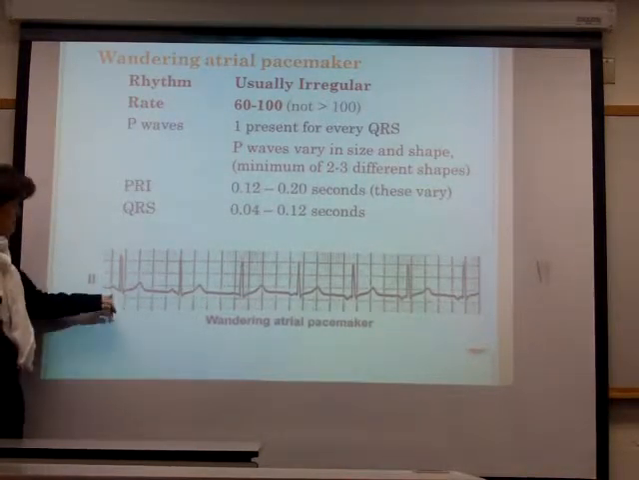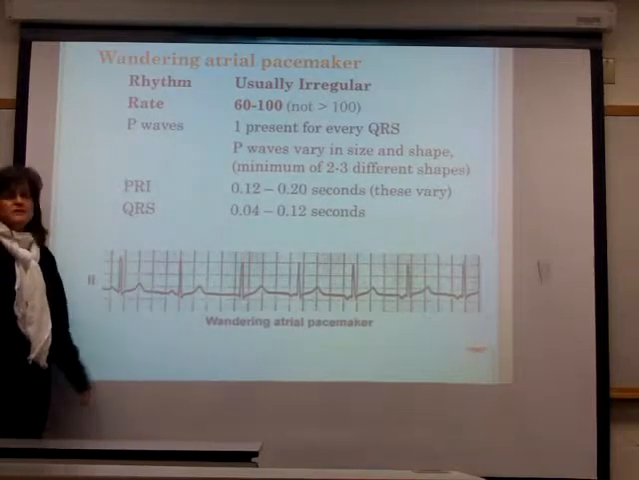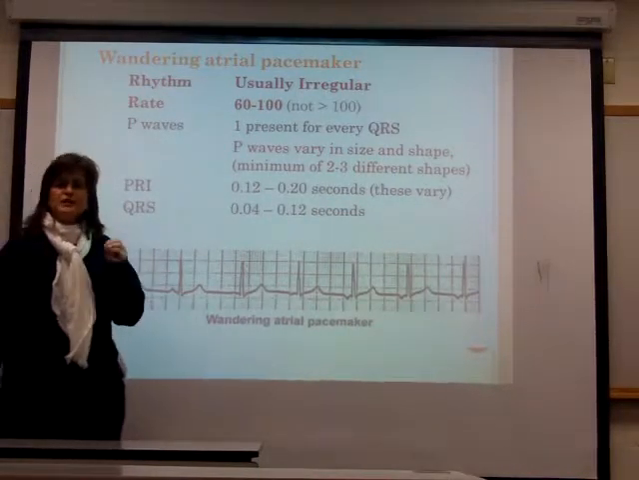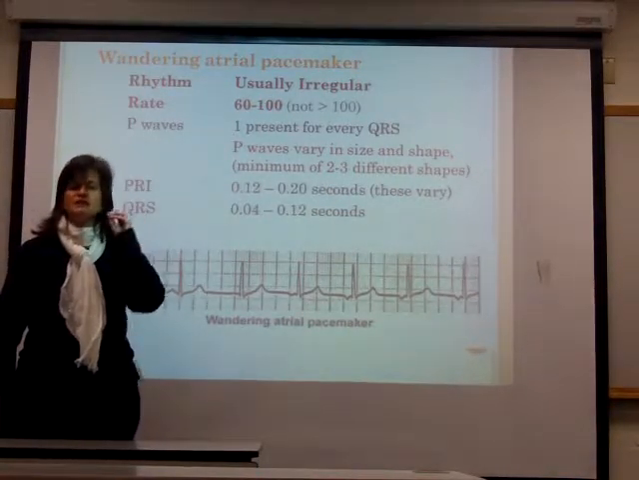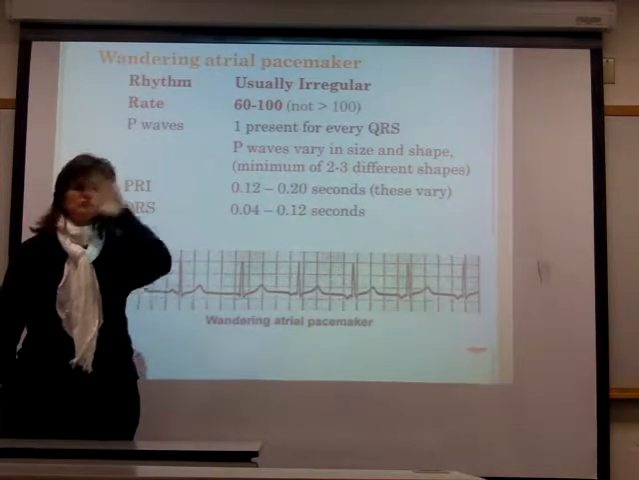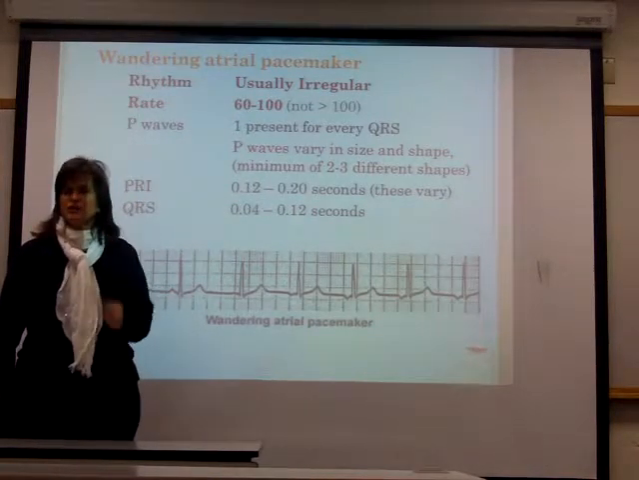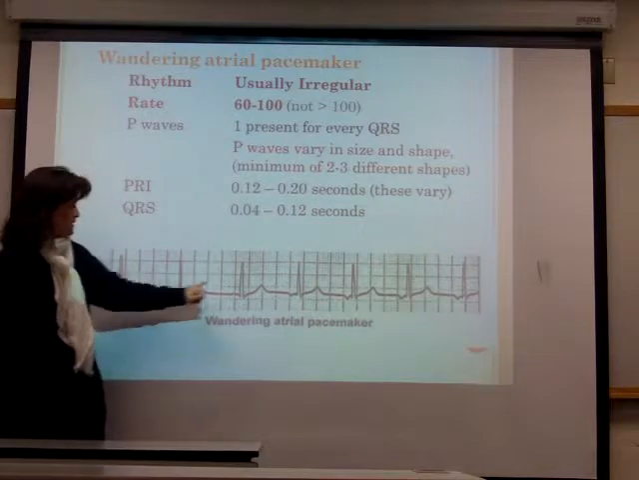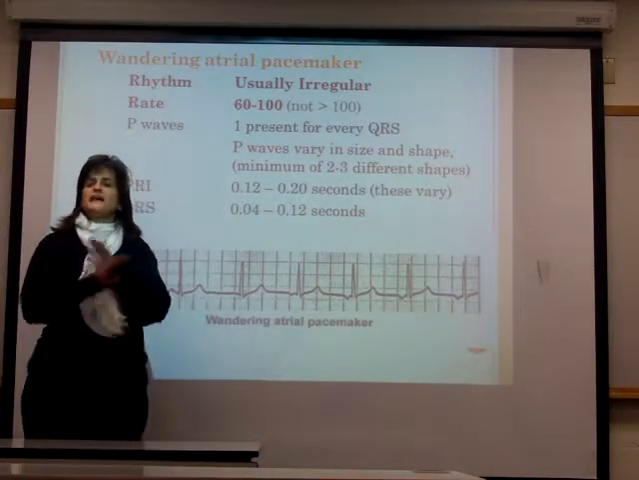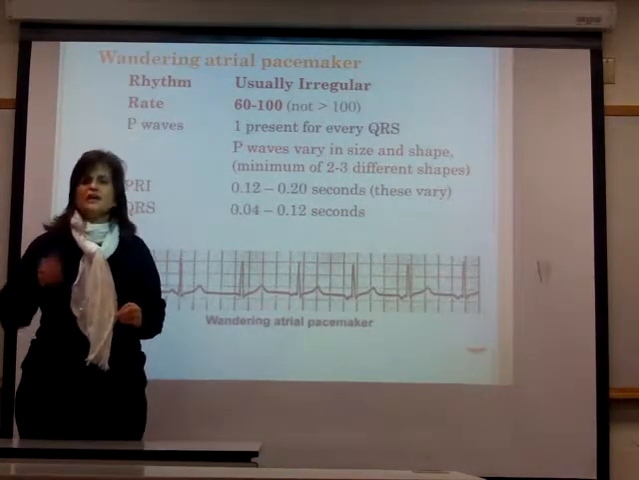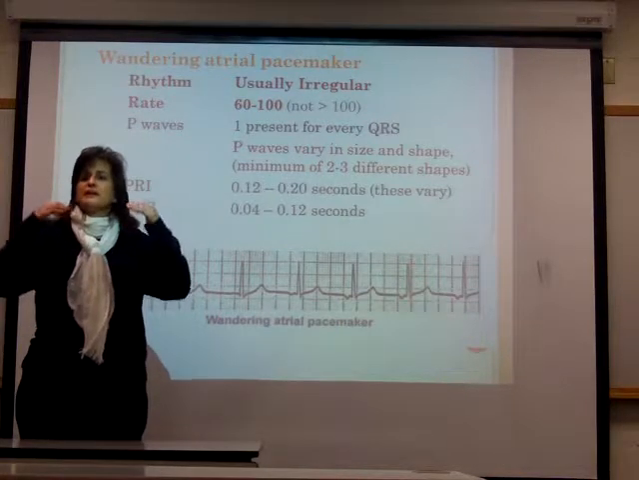You know how to measure that by now. QRSs, it doesn't matter where the impulse arises, as long as the impulse arises above the ventricles, anywhere in the atria, then the QRS is going to look the same. Because the ventricles do not care where they get their impulse, they just want it to originate above them.